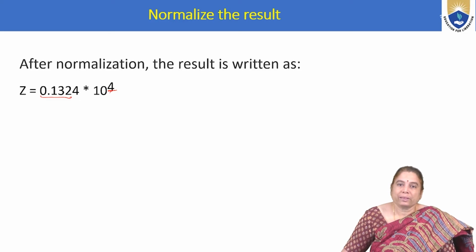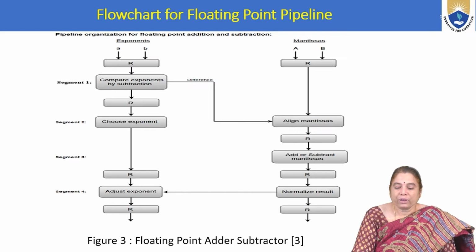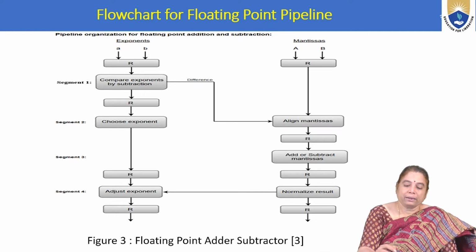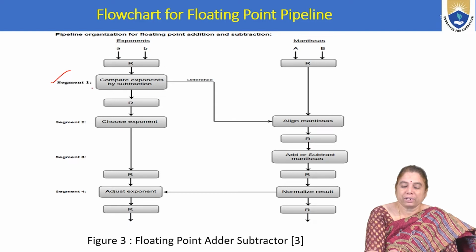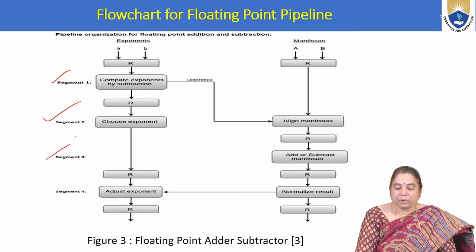So how these segments can be implemented in parallel can be represented with a flowchart. This is the flowchart of the floating point operations. Four segment operations can be performed here. The floating point adder subtractor is divided into segments. Comparing the exponents by subtraction is segment 1. Segment 2 is choose the exponent. Segment 3 is align the mantissas. Segment 4 is normalization.